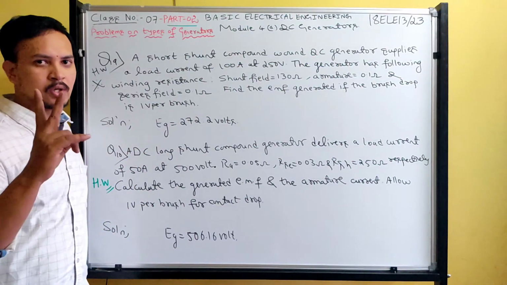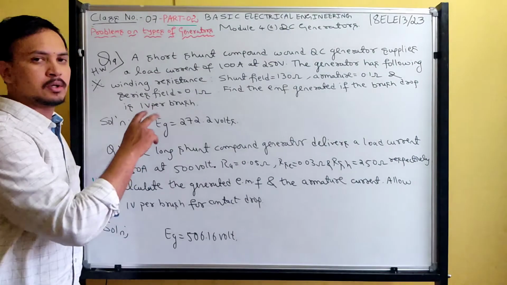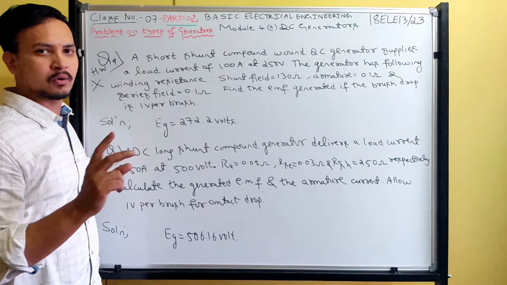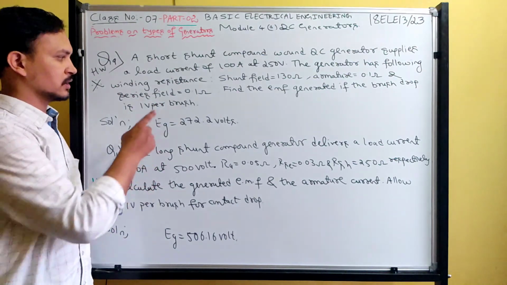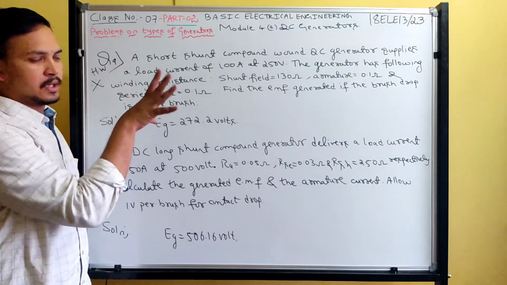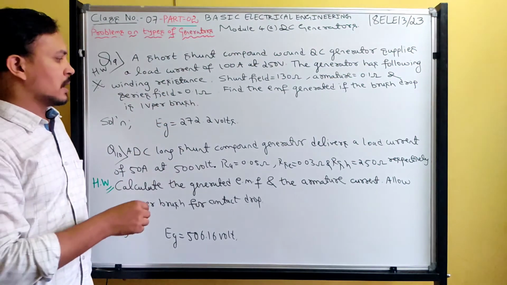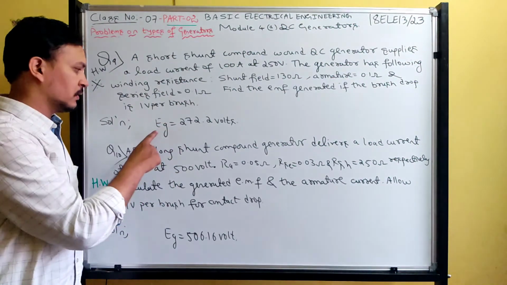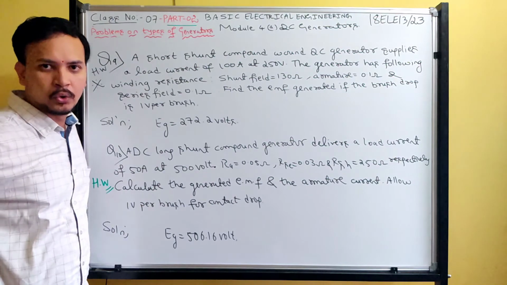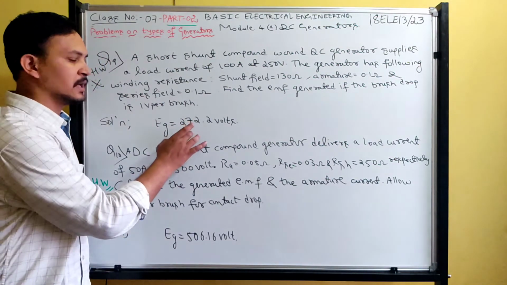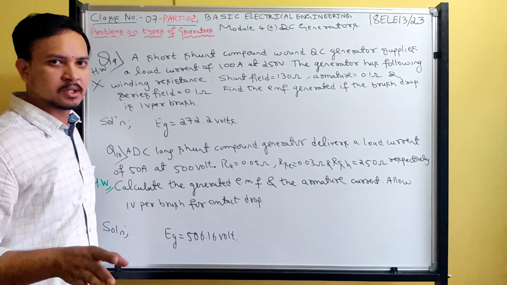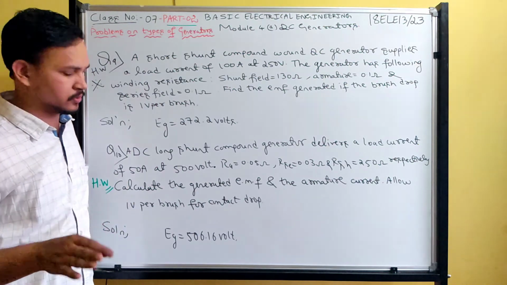What is the minimum number of brushes? 2 brushes. So into 2. 1 volt into 2, you will get a total brush drop of 2 volts for this problem. Then all data is given. Find the armature current and then substitute in the formula, you will get EG 272.2 volts. So if you got this answer, 100% you will pass electrical. 100%, there is no doubt.